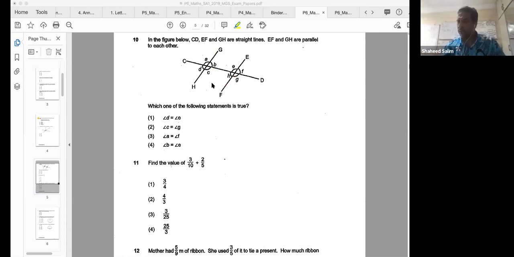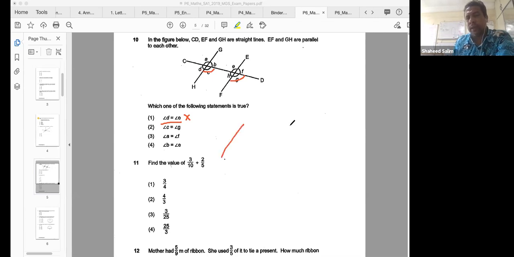Okay, the answer for 10 now. Let's see. Angle D is equal to angle E. D is here. D is equal to B. But now I say D is equal to E. No, it's not. Not true. Okay, so now the next one. They tell us that angle C is equal to angle G. C is here. G is here. Okay, this is correct.